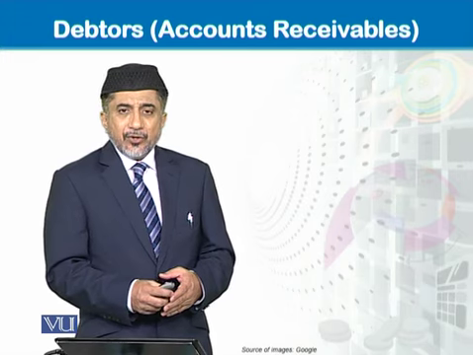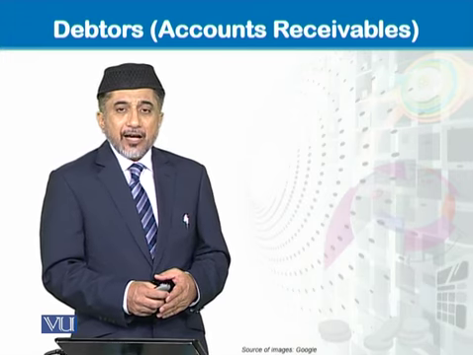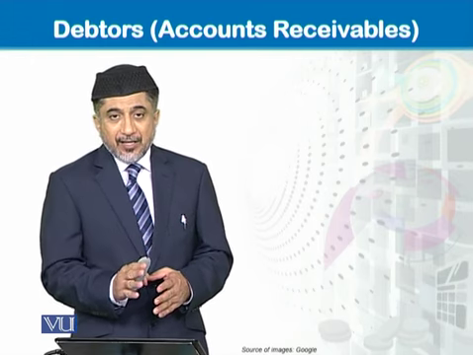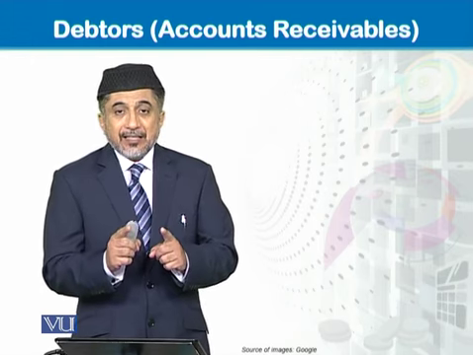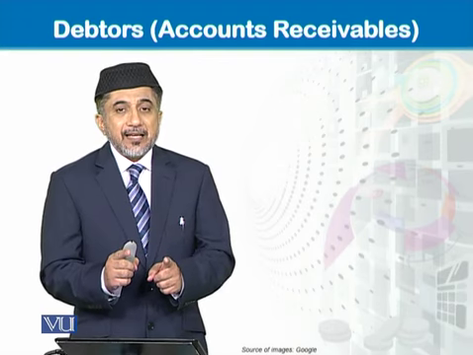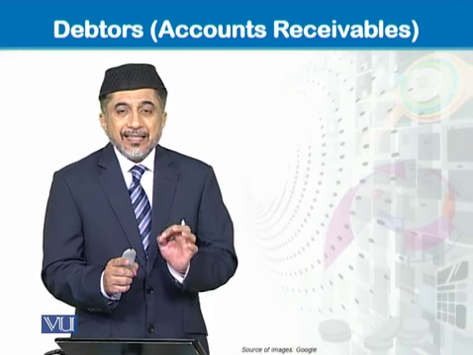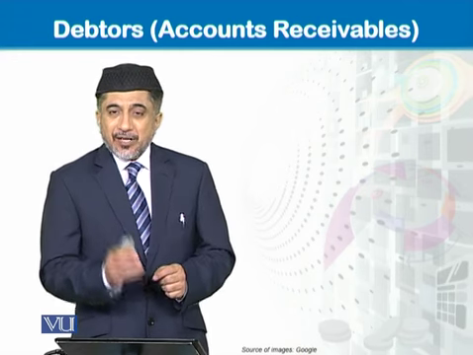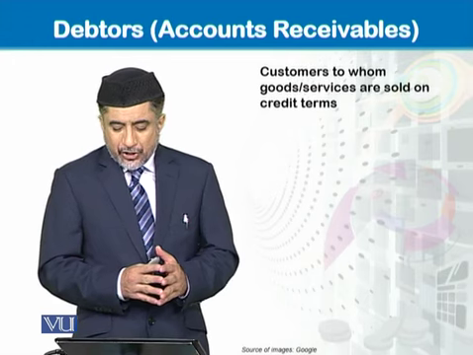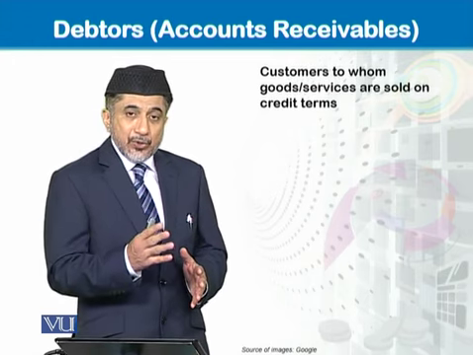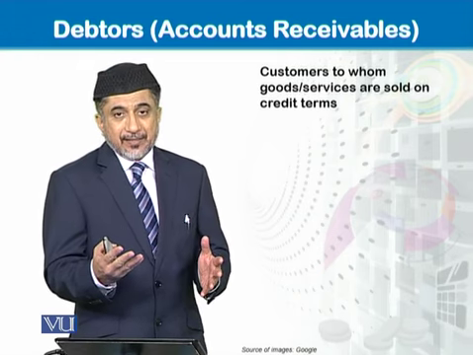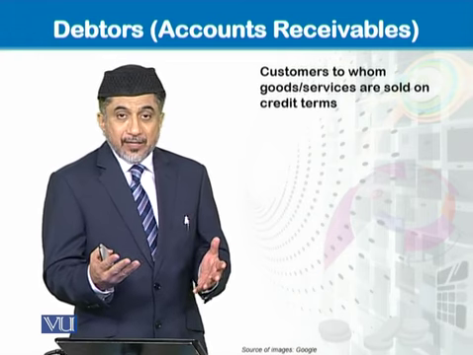So debtor, which is also known as accounts receivable. Remember, I'll stop you over here and please see that the pronunciation is debtor. B is silent over here. Okay? Debtor. Well, so it is accounts receivable. So customers to whom goods or services are sold on credit terms are the debtors or accounts receivable.